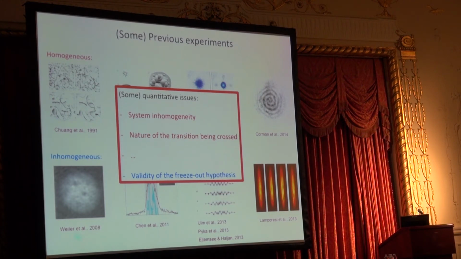In some cases, the problem is the system is not homogeneous, so that messes things up. In some cases, there's doubts about the nature of the transition that's actually being crossed and so forth. So there's many experimental issues. But also on the theoretical side, it's still a matter of some debate exactly how valid and how accurate this freeze-out hypothesis is, which allows us to derive the universal scaling laws. So let's see what we can do with cold atoms in a box.